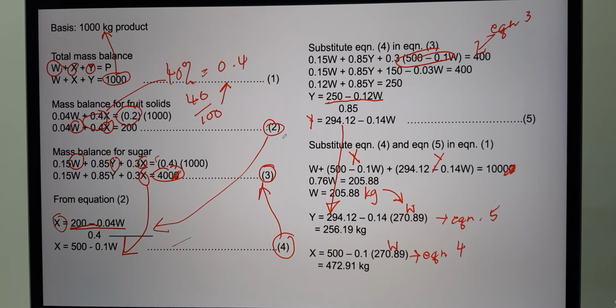You can use equation number 2 because you already have the value for w. You can use this value and plug it into equation number 2 to find the value for x. You can do that. It is not wrong. Okay? Right, so that one is question number 3.